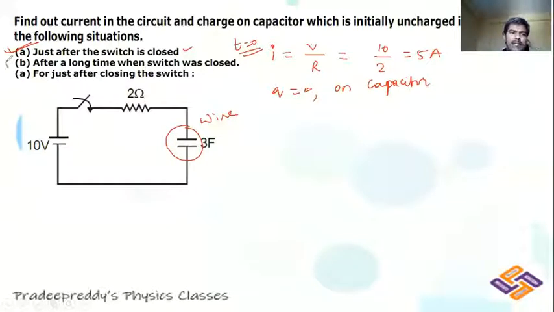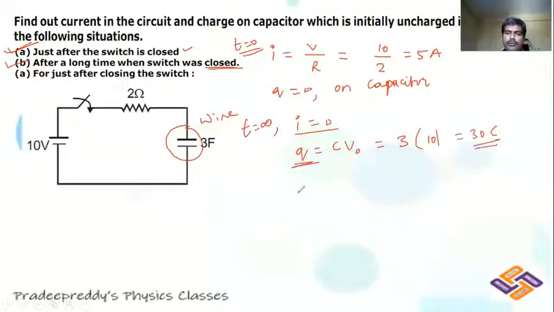Next, the answer for B. After a long time when the switch was closed, what are the values? So t is equal to infinity, I is equal to 0. Current in the circuit tends to become 0 because this should be replaced with an open switch. And what about charge? Q is equal to C into V naught. What is C? 3 farad into V, that is 10, so 30 coulomb is the charge on the capacitor. So Q final will be equal to 30 coulomb. That is the final value. Current is 0, charge is 30 coulomb.